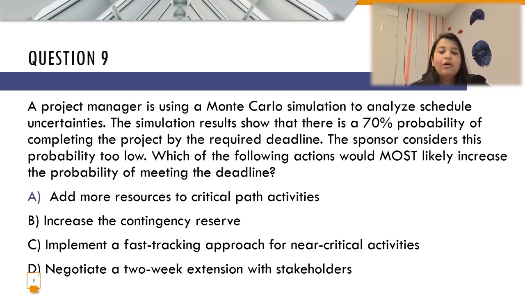And now option D is negotiate a 2-week extension with the stakeholders. Negotiating a 2-week extension may be something that the stakeholders might not approve, given that fast tracking is a possibility over here. So it should be used as the most likely solution given the current problem. So the correct answer over here is going to be option C in this particular question.